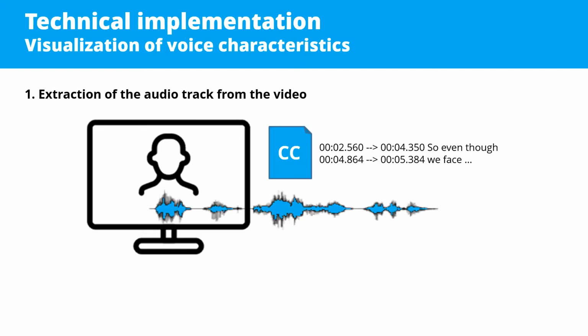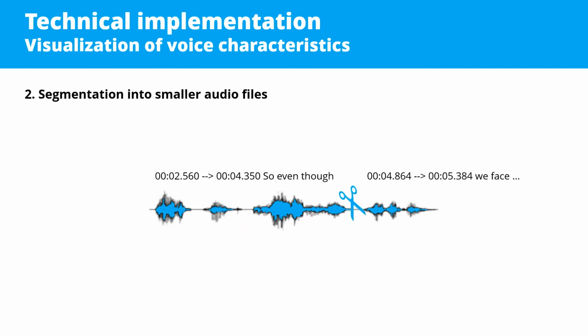How does our technical pipeline for the automatic generation of WaveFont captions work? Input of our WaveFont generator is the audio track from the video and the corresponding caption file, for example an SRT or VTT file. Based on the start time and the end time of each caption, the audio track is segmented into smaller audio files containing spoken utterances.